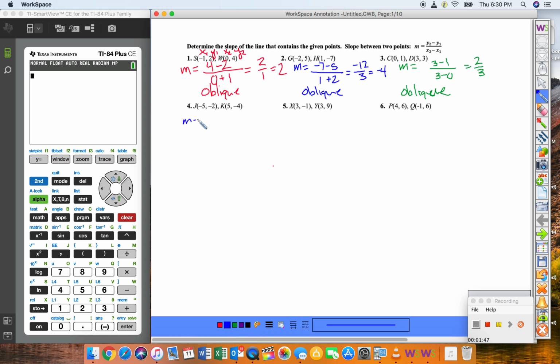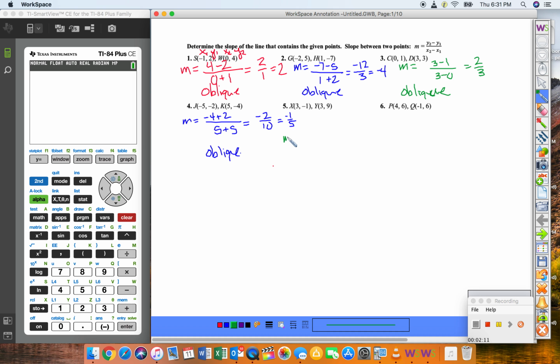The slope, negative 4 minus a minus 2, so it turns into a plus, over 5 minus a minus 5, so that's going to be negative 2/10, which can totally reduce to negative 1/5, and that is an oblique line. And just keep it on, keep it on.